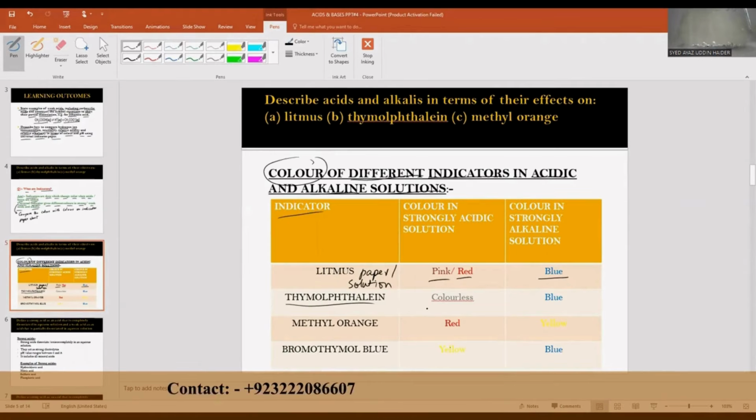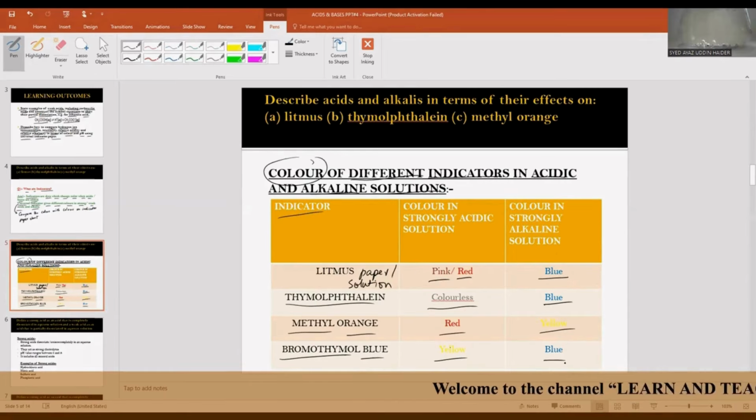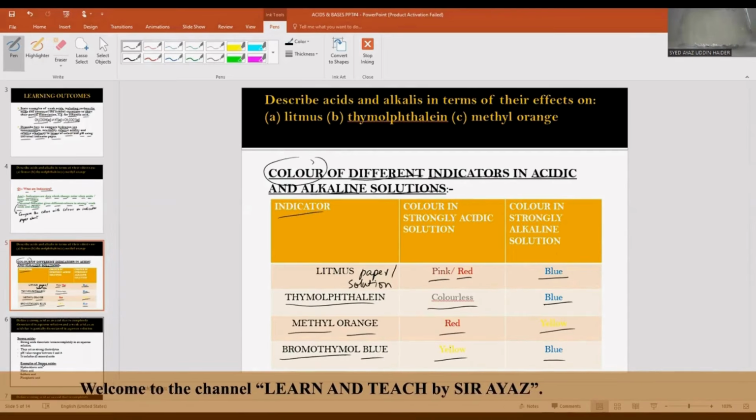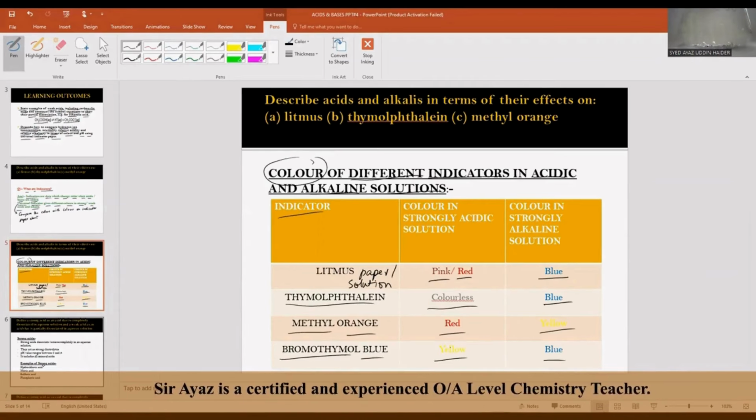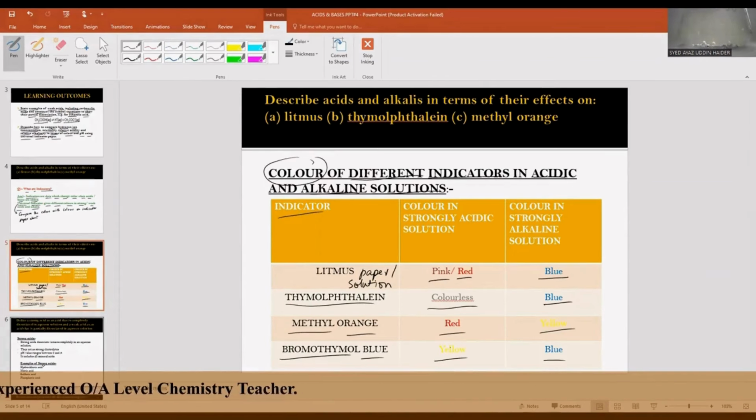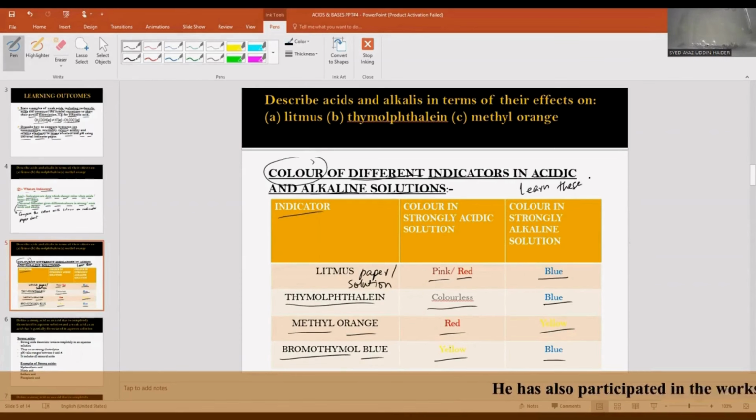Phenolphthalein gives colorless solution for acids and pink for alkaline solutions. Methyl orange gives red color in acidic solution and yellow in alkaline solution. Bromothymol blue gives yellow in acidic solution, blue in alkaline solution. You have to learn this table. It will help you in solving questions in paper 4 as well as in paper 1 and paper 2. Learn these changes in colors.